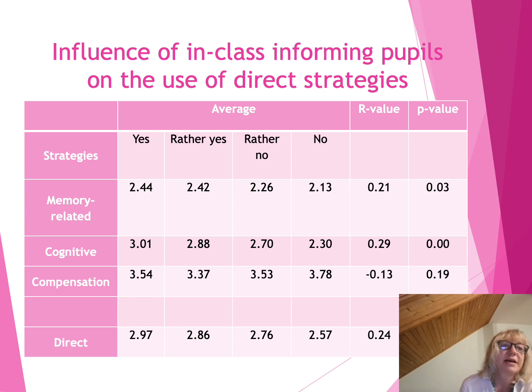Cognitive strategies and memory-related strategies show the strongest correlation, compared to no statistical significance in case of compensation strategies. Due to the negative correlation, it is possible to articulate the thesis: the less the teacher informs his or her pupils about the procedures and methods of how to learn the Russian language, the more the pupils resort to compensation strategies.